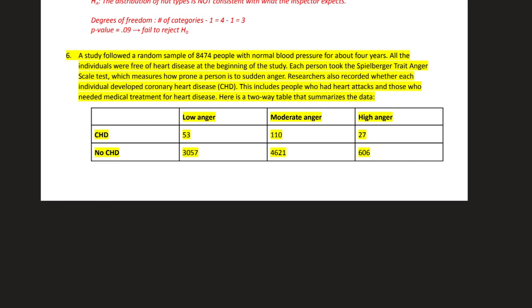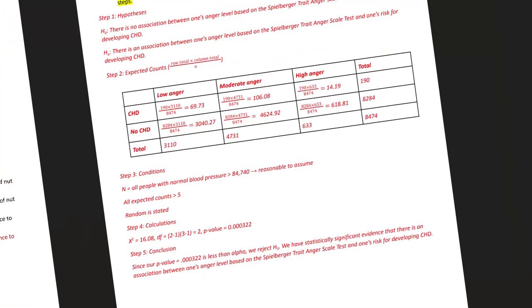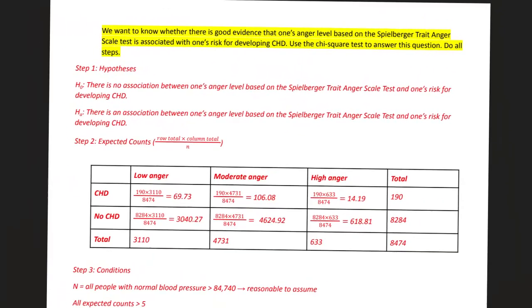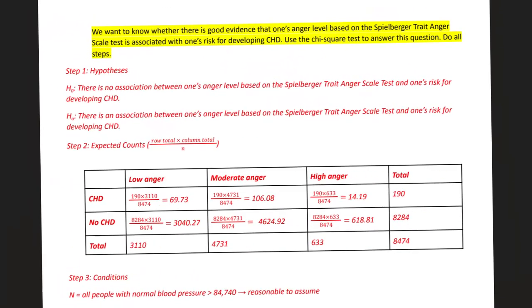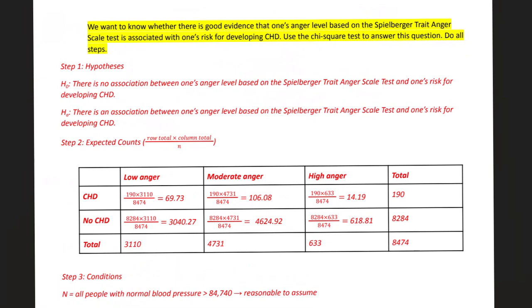Here's a two-way table that summarizes the data. So we have the people who have coronary heart disease, their level of anger according to that test, and then people who don't have coronary heart disease and their level of anger according to that test. So we want to know whether there's good evidence that one's anger level based on the anger scale test is associated with one's risk for developing CHD. So this is going to be a chi-square test of association.